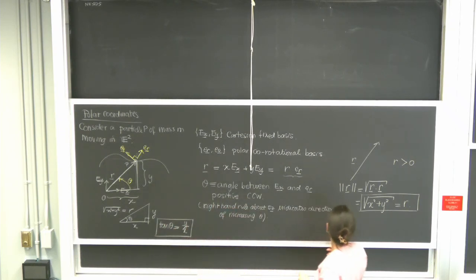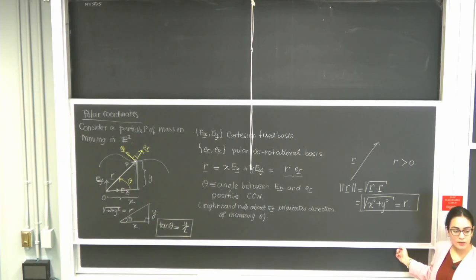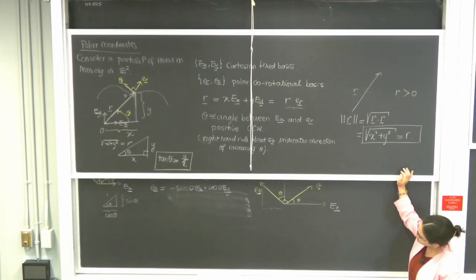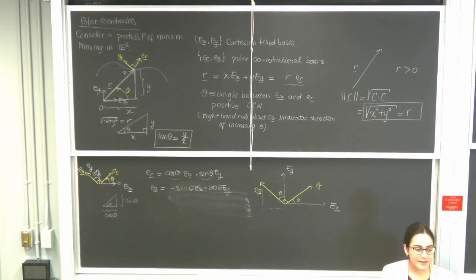So these are a system of two equations for the two unknowns. If I have x and y, I can find r and theta. And if I have r and theta, I can also find x and y. Okay? Any questions so far? Raise your hand if this is kind of making sense. Okay, cool.